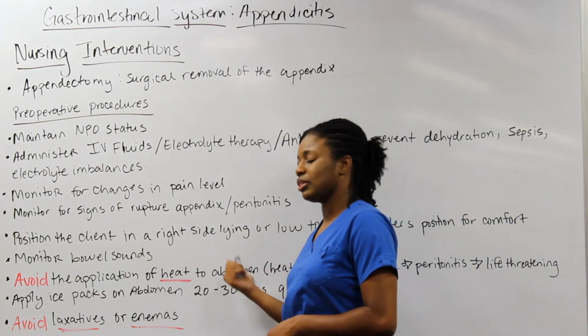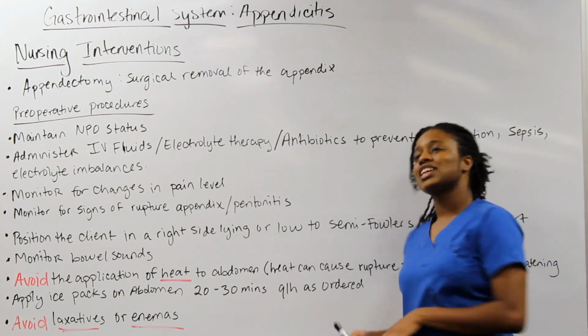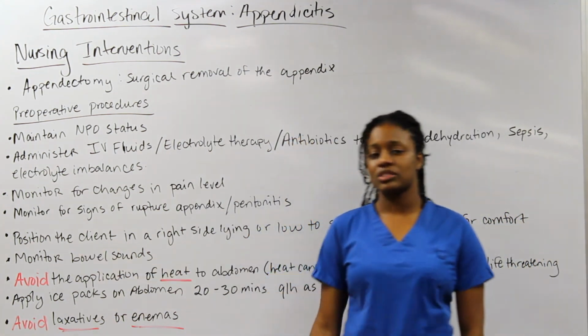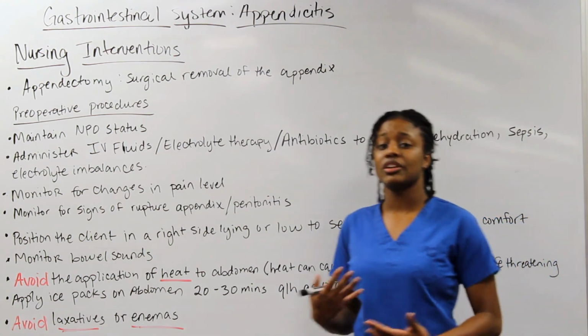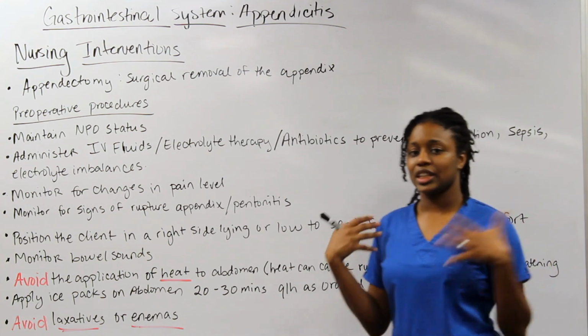And then you want to either put them in the right sideline position, or this is my right, the right sideline position, okay, to just provide comfort. Also, you want to monitor the bowel sounds, right? You want to be making sure that you're hearing something. You don't want to hear absolutely nothing because then we have a paralytic ileus.